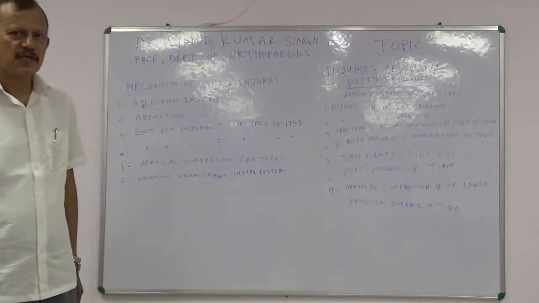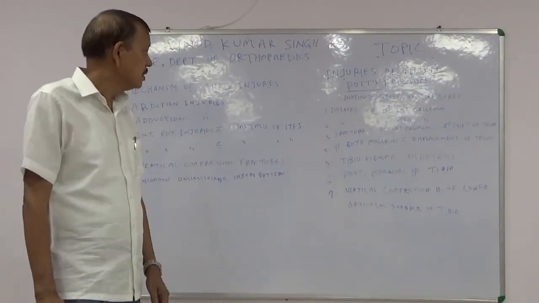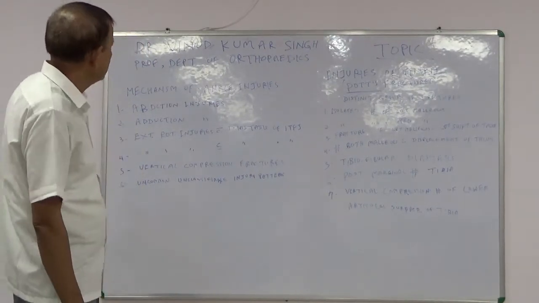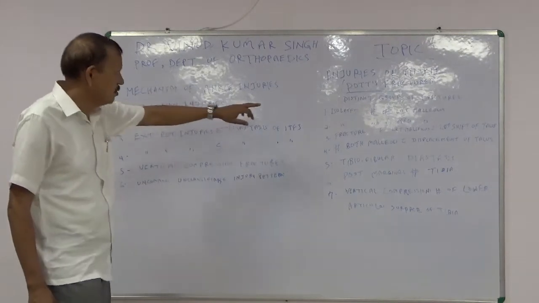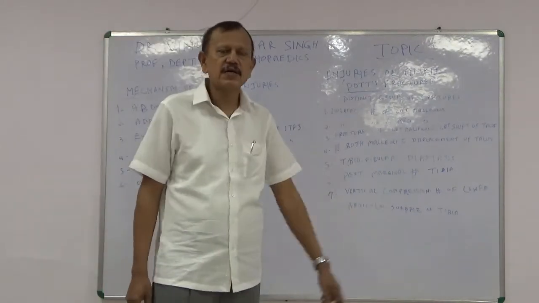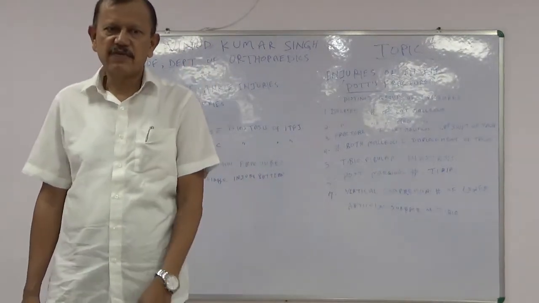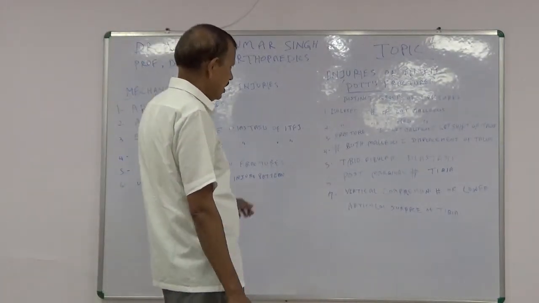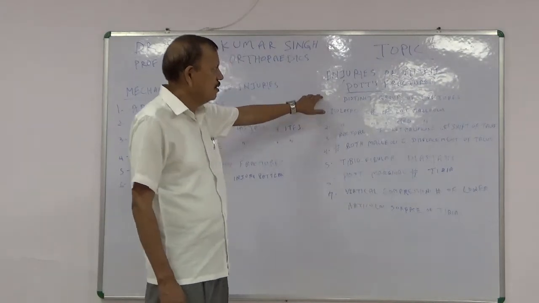In the last class, we discussed the fractures of the lower end of the tibia and fibula bones. Today, we will discuss injuries of the ankle joint. Injuries of the ankle joint include fractures and fracture dislocations around the ankle, and as a group, they are also called Cotton's fracture.